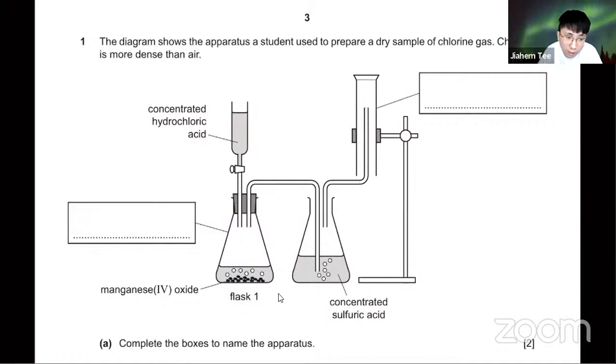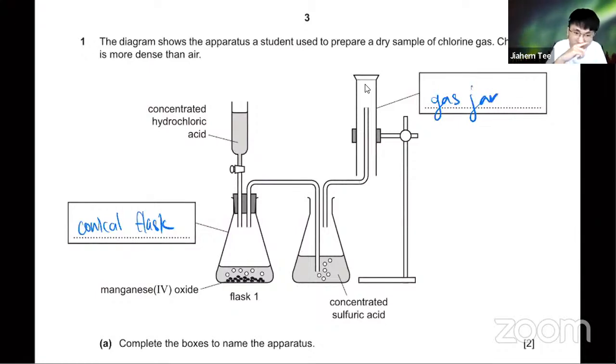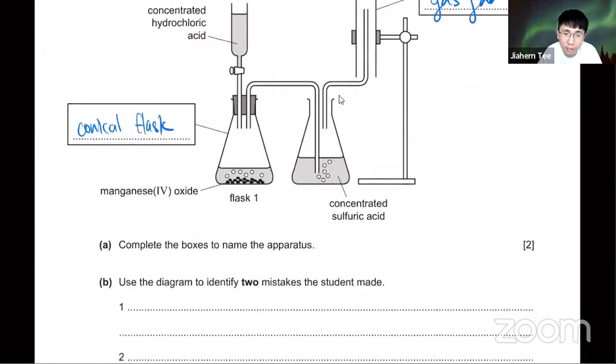So what's the name of this flask? Actually very simple. This one, they give you the hint there already. This triangular shape, we call this the conical flask. Then the other one is inverted. This one has no measurement. Usually a design like this looks like a measuring cylinder, but there is no measurement. So a measuring cylinder without measurement is called a gas jar. Conical flask, gas jar, quite easy to mark.